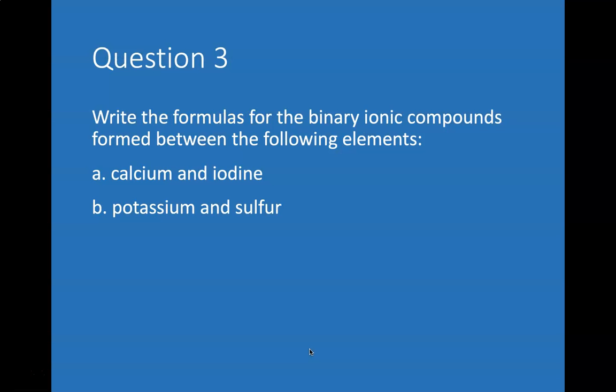All right, this is our last particular question. I want you to write the formulas for both A and B. One is the addition of calcium and iodine. So remember, go through and follow the steps. You're going to write out the charges on each one first, then you're going to crisscross them. The second one is going to be potassium and sulfur. Again, write out the common charges first with each one, and then crisscross and write the final formula.